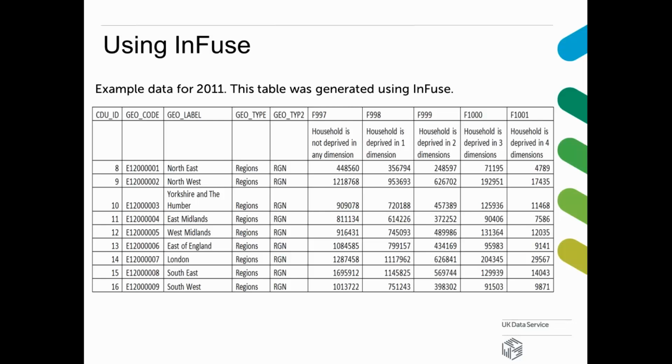And this is a table that was generated using Infuse, showing the number of households who are deprived in between 1 to 4 dimensions by the government office regions. And then you could use these counts to calculate, for example, the percentage of households that are deprived. From these counts, I've been able to work out that the South East has the lowest proportion of households who are deprived, whilst the largest proportion are in London and the North East.